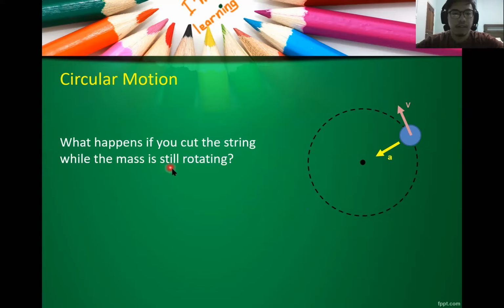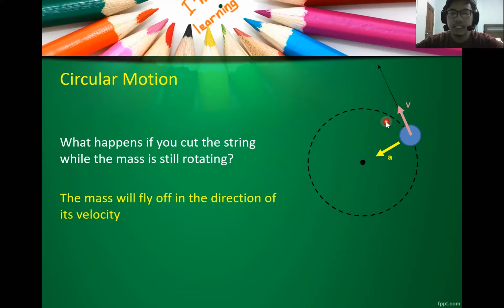What happens if you cut the string while the mass is still rotating? So where does it go? Where does it fly off to? If you cut the string, the object will fly off in the same direction as the velocity. So in this case, it will fly off in this direction here that you see in this diagram.